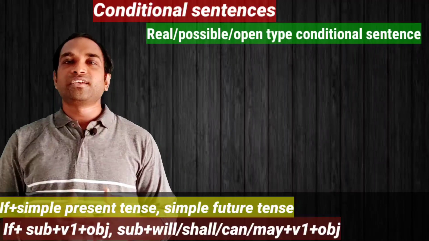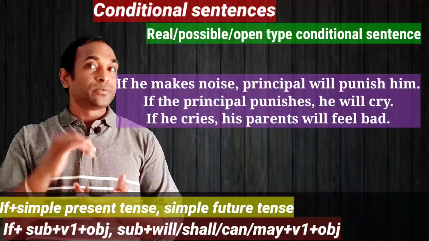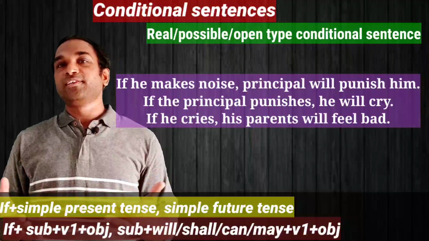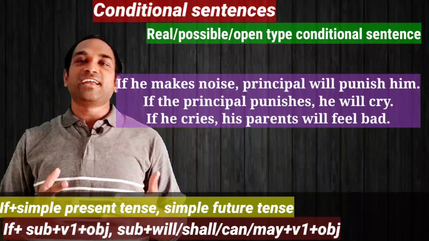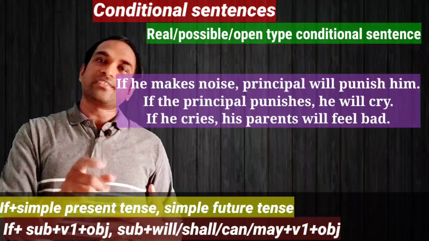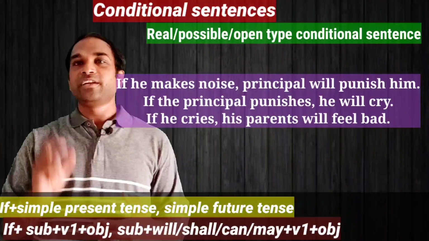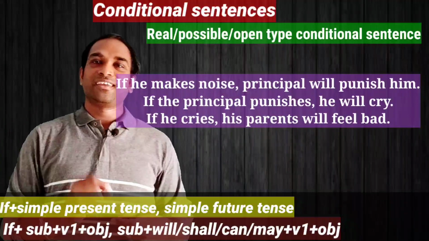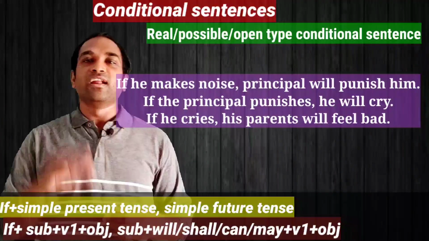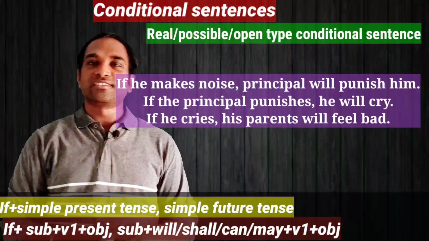See all these examples here. If he makes noise, the principal will punish him. If the principal punishes him, he will cry. If he cries, his parents will feel bad. Look at these sentences. The first sentence is in simple present tense and the second sentence is in simple future. The principal will punish. He will cry. Parents will feel bad. And so on. All are future imagined or future possible conditions.